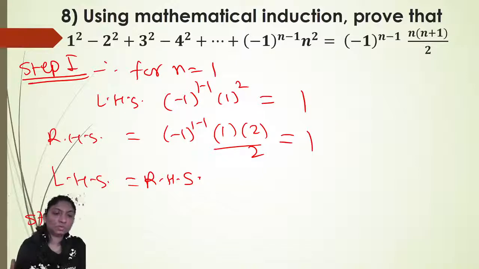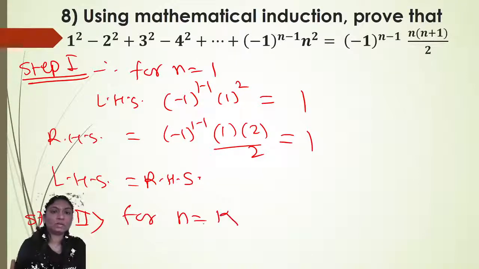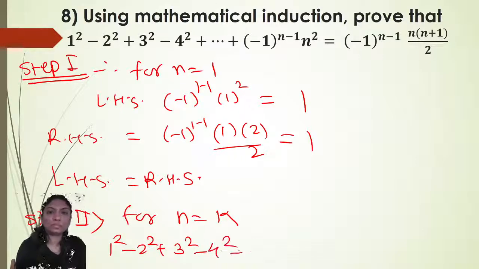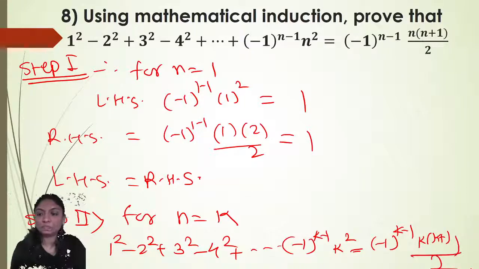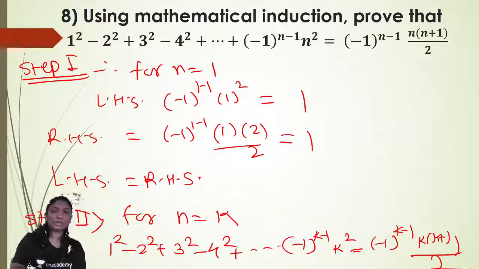Step 2. For n is equal to k. 1 square minus 2 square plus 3 square minus 4 square plus and so on, plus minus 1 raised to k minus 1 into k square is equal to minus 1 raised to k minus 1 into k into k plus 1 by 2. Right? So assume that. Done that. Step 3.